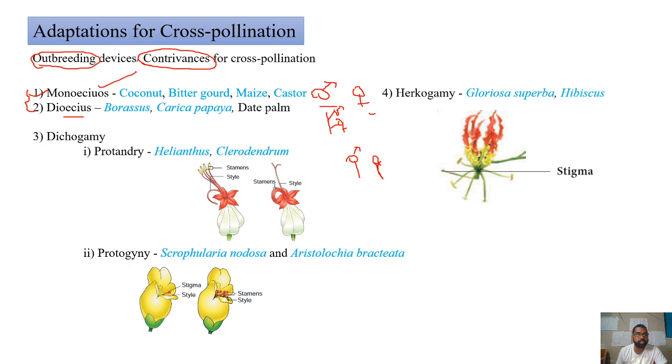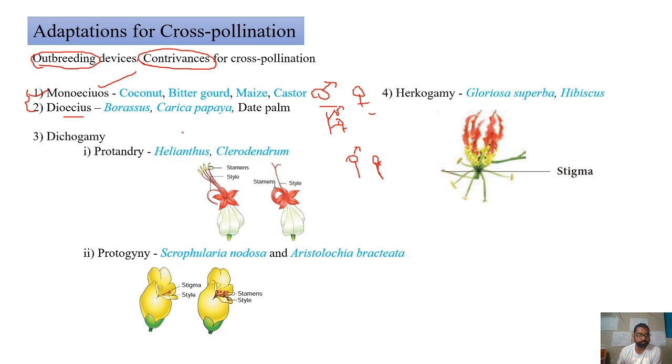In the case of monoecious, no autogamy; geitonogamy and xenogamy are possible. And in the case of dioecious plants, only xenogamy is possible. Geitonogamy is also not possible. Examples: in monoecious, coconut, bitter gourd, maize, castor. Dioecious: Borassus, Carica papaya, that is papaya plant, and date palm.